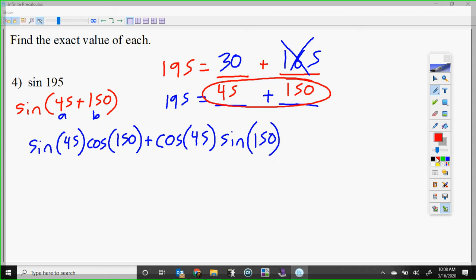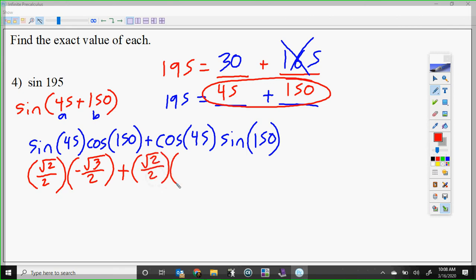And using my unit circle, I can figure out what each one of those things are. Sine of 45 is the same thing as cosine of 45. It's square root of 2 over 2. Cosine of 150 is negative square root of 3 over 2. And again, if you're not sure where I'm getting these numbers from, just look on the unit circle. Remember, cosines are x, sine is our y when we're looking at the unit circle. Cosine of 45 is square root of 2 over 2. And then sine of 150 is positive 1/2.